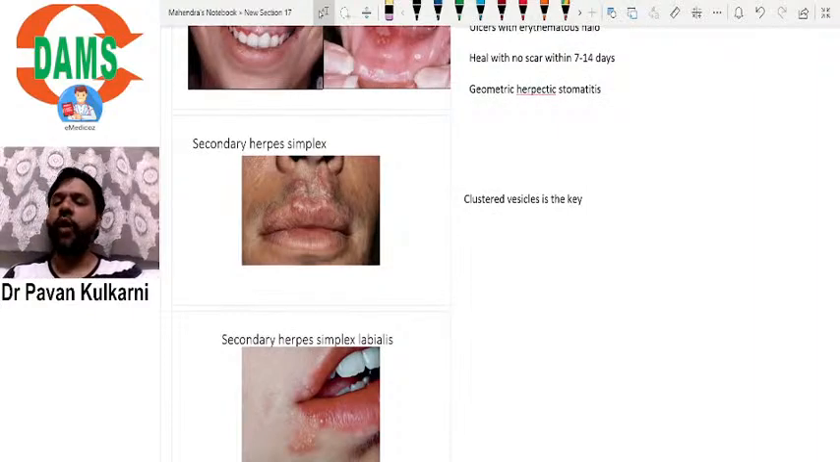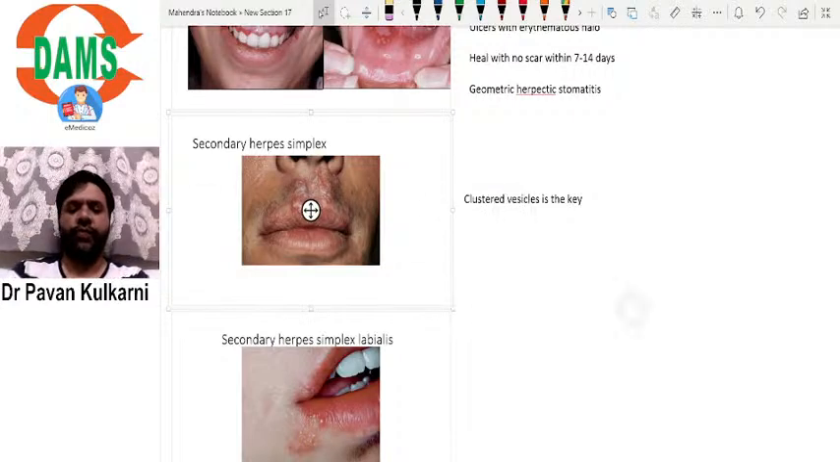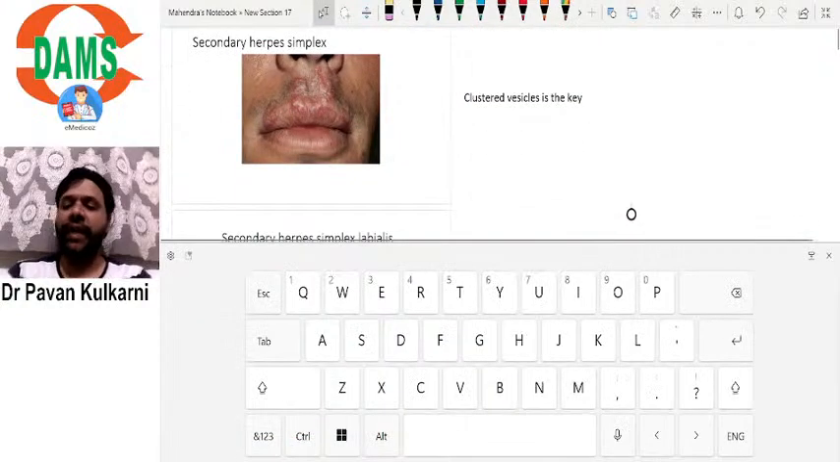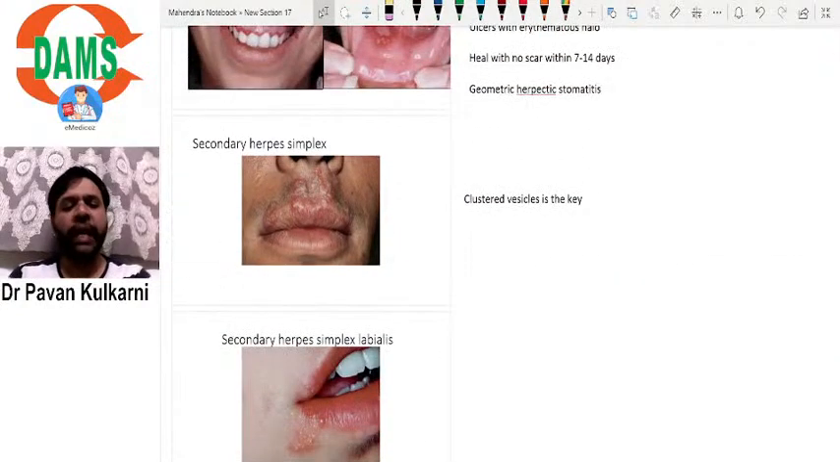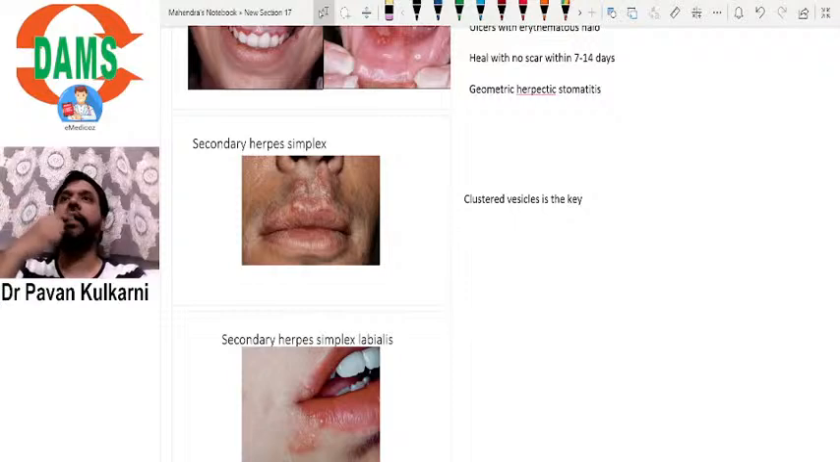The next image is of secondary herpes simplex. So what do you mean by secondary herpes simplex? Secondary here means the reactivated infection. Secondary herpes simplex usually affects the lips, particularly the lips.